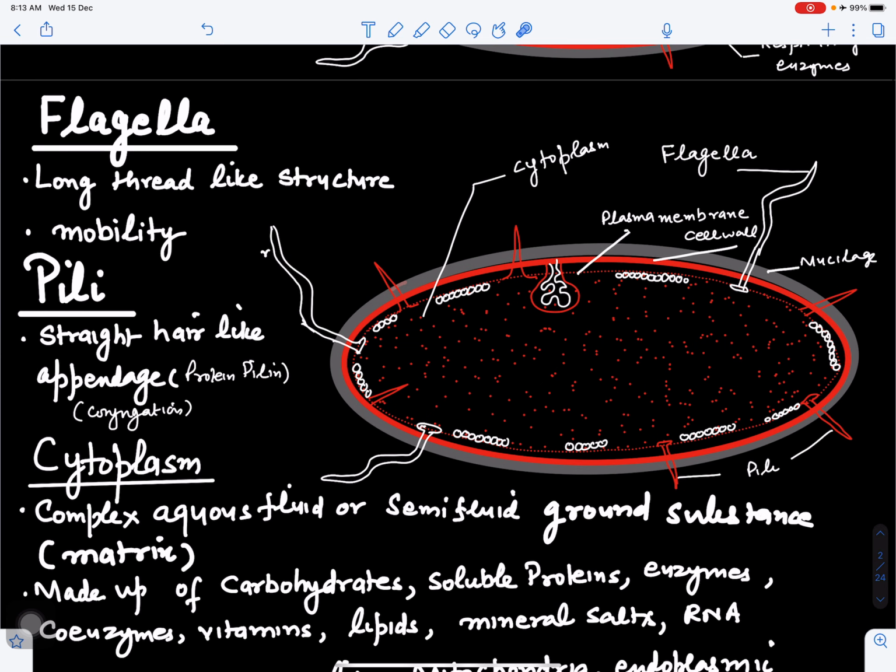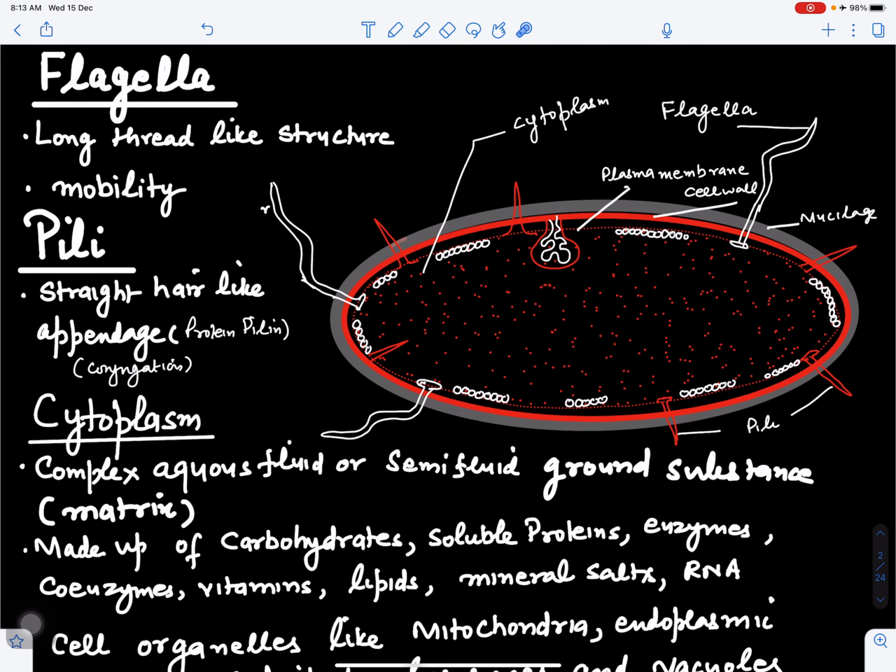Now, some of the bacteria may have flagella, and we will also discuss different types of flagella in one of the videos. Flagella basically help in movement of the bacteria. They help in motility of the bacteria. Sometimes, in addition to flagella, they have thin hair-like structures. These thin hair-like structures are also called pili. And these pili are made up of a protein called pilin. These pili also help in sexual reproduction, conjugation.